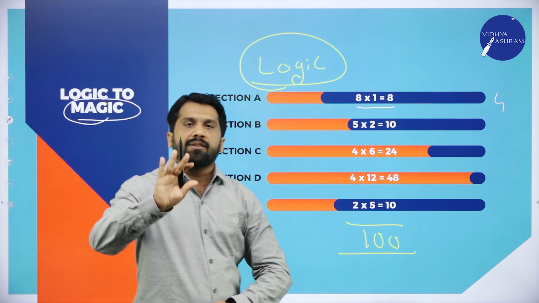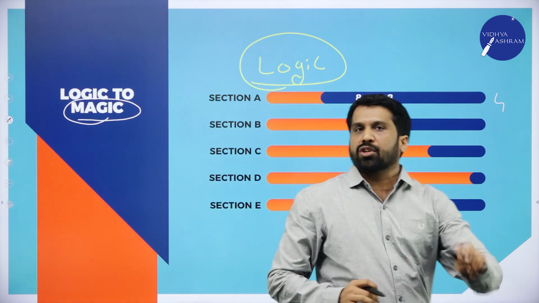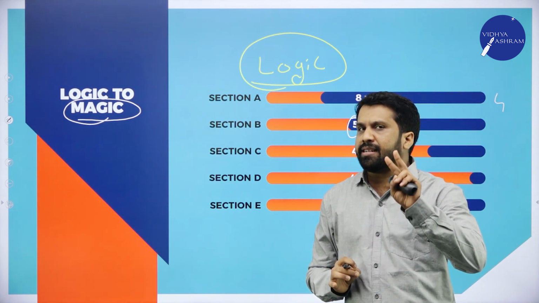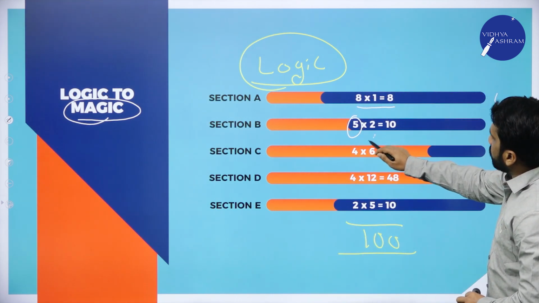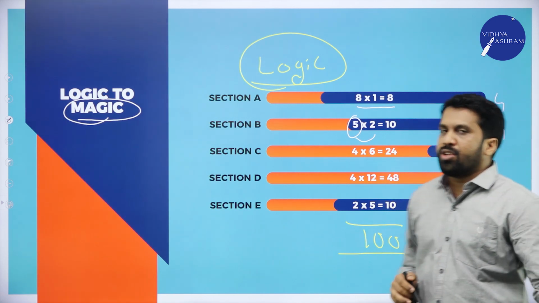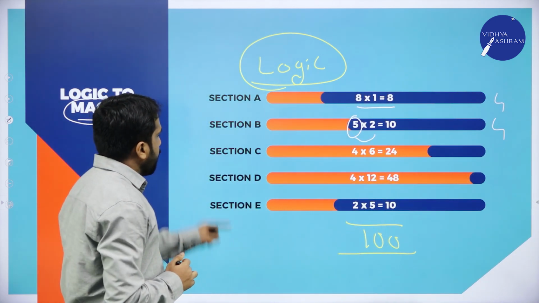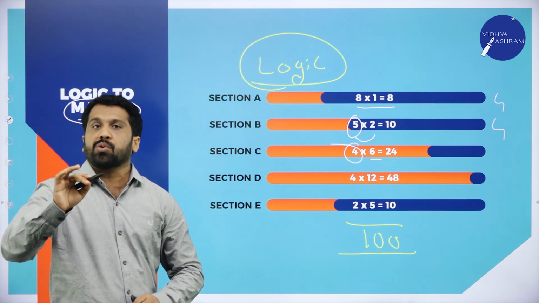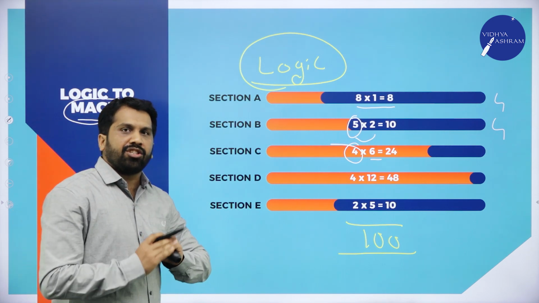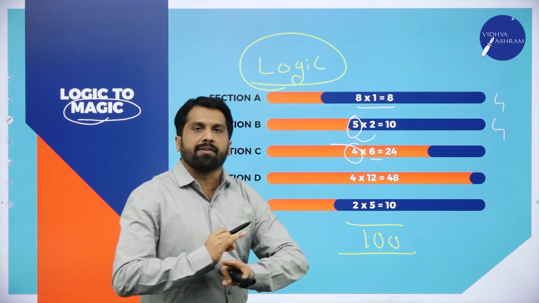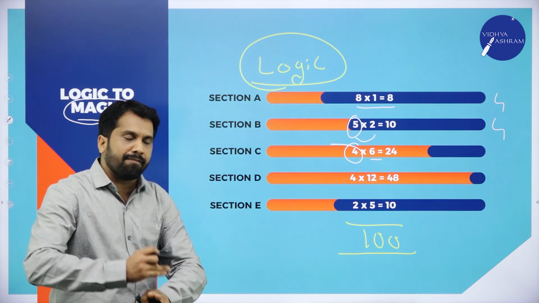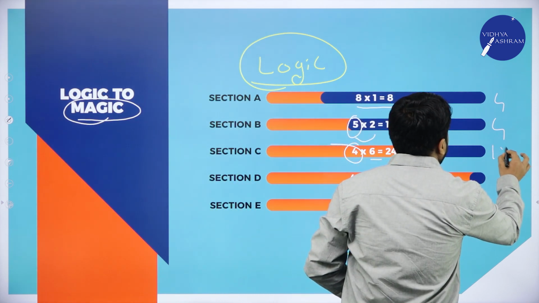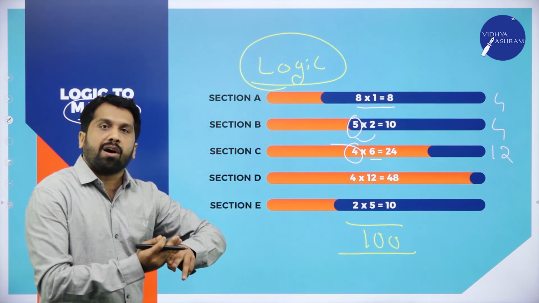Next, section B. How many questions do you have? 5. Each question how much? 2 marks. Out of 5, just imagine you attended only 2. Now, 2 into 2, you will get 4 marks. Now, section C, 6 marks each. There are a total of 4 questions. In the worst case, out of 24, you can expect only 12. I am taking half of the marks.